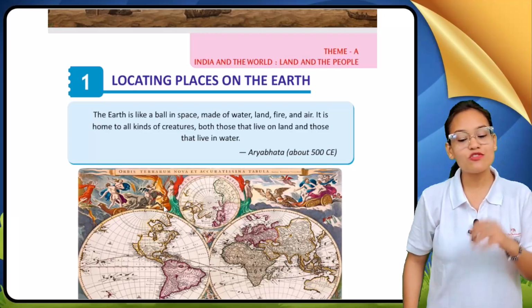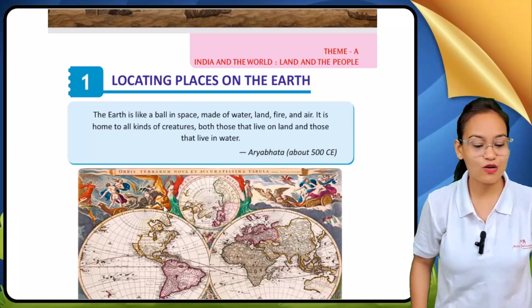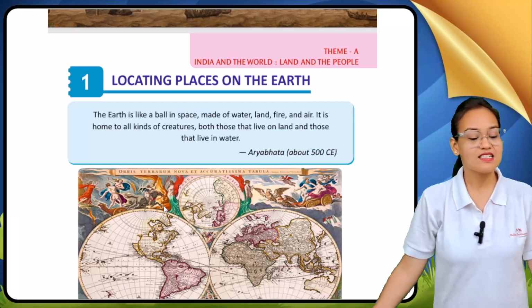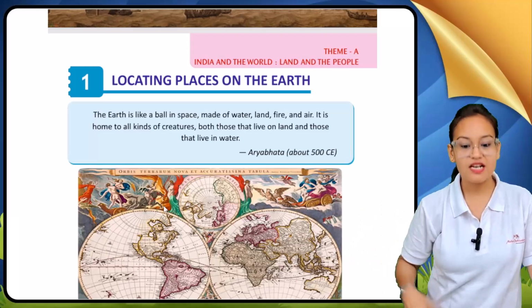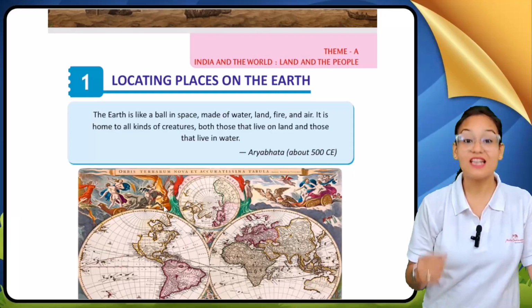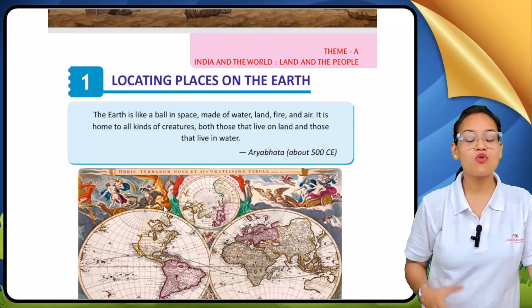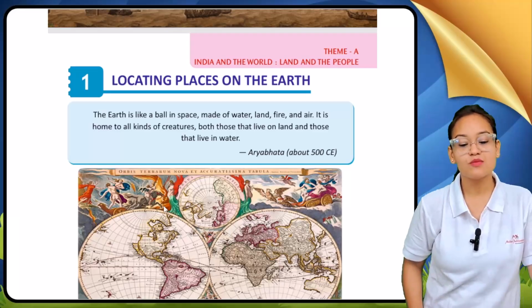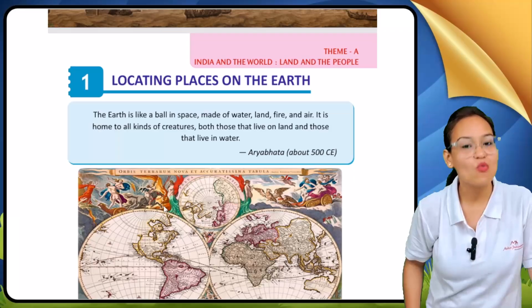Before starting this chapter, here is a phrase given by Aryabhat. What he says is, the earth is like a ball in space made of water, land, fire and air. It is home to all kinds of creatures, both those that live on land and those that live in water.